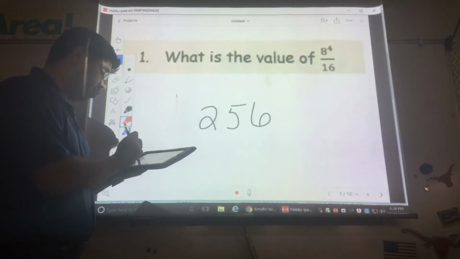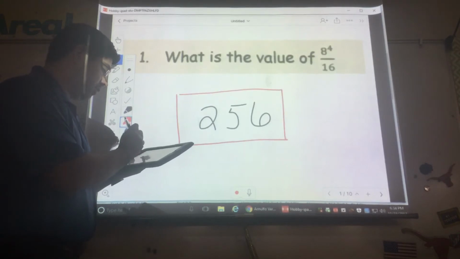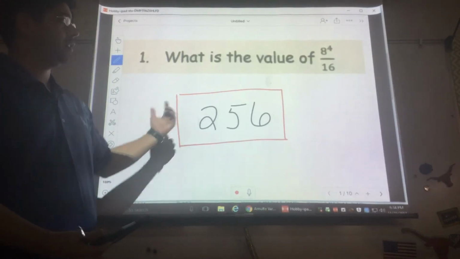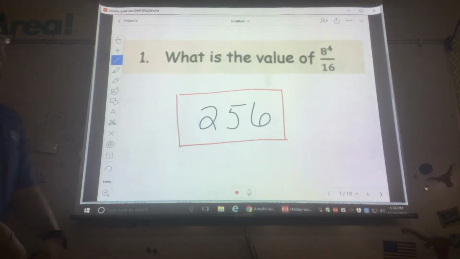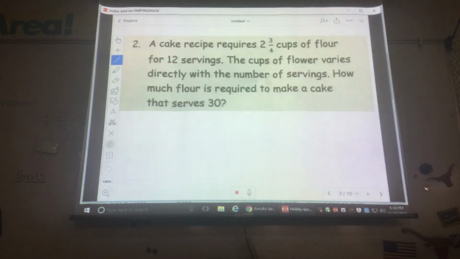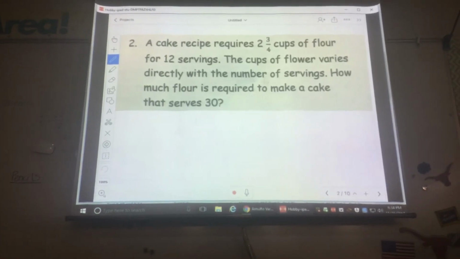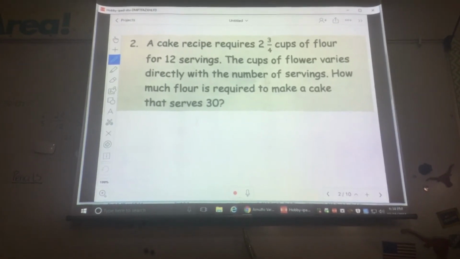There's not much work that you need to show on this one. If you did it in the calculator, you can just put it in the calculator. But its answer is 256. All right. Okay, that one was easy. So let's go to number 2. Number 2 is a little more challenging. Actually, let me move this up a little bit. There we go. All right.